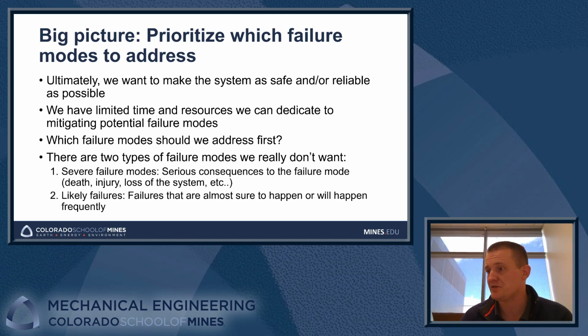Well, there's two types of failures that we really don't want to have in a system. One is very severe failures. So if there are serious consequences to the failure mode, could people die? Could people be seriously injured by this failure mode? Could we lose the whole system, where it completely destroys the engineering system that we're working on? Things like that we don't want to have happen, so we would want to prioritize getting rid of those potential failure modes. The other type of failure that we would want to get rid of are likely failures. If these failures are almost sure to happen, or they'll happen frequently and be a big maintenance headache, we'd like to eliminate those as well to make our system more reliable.